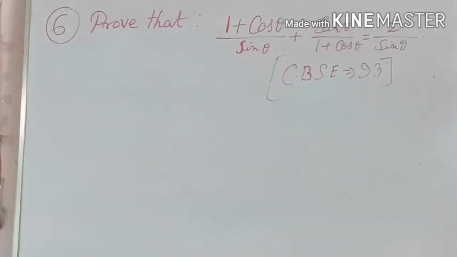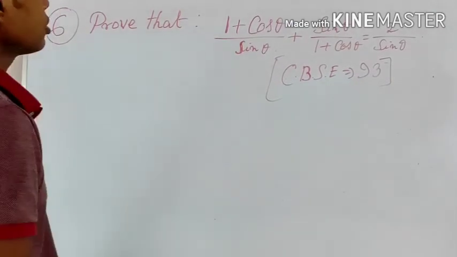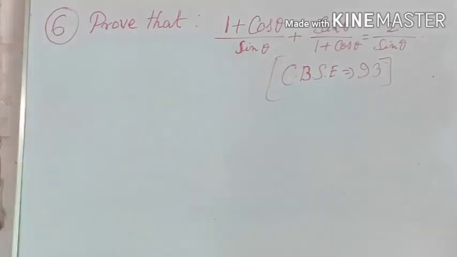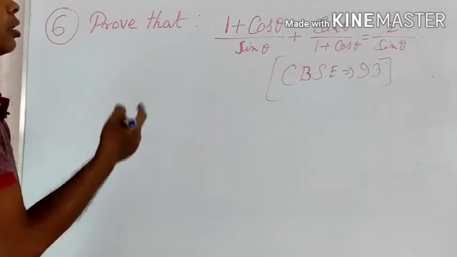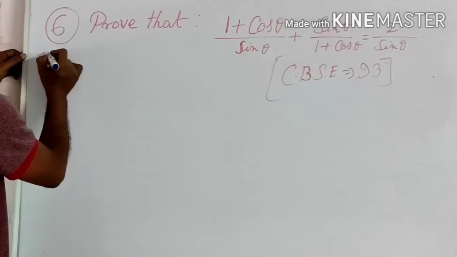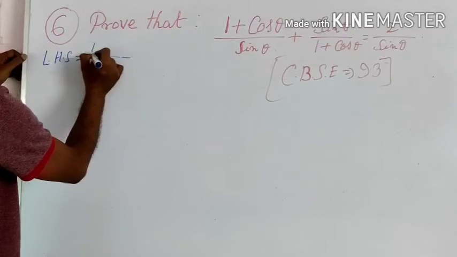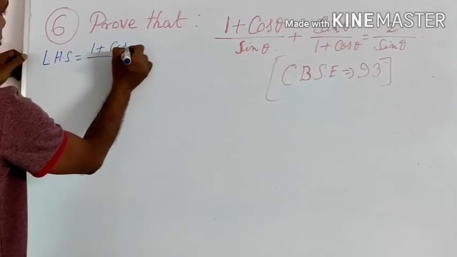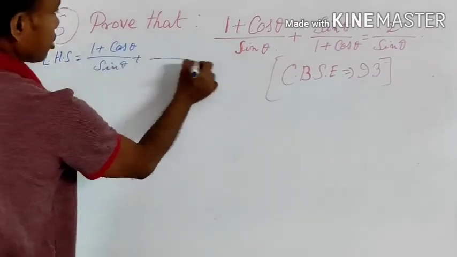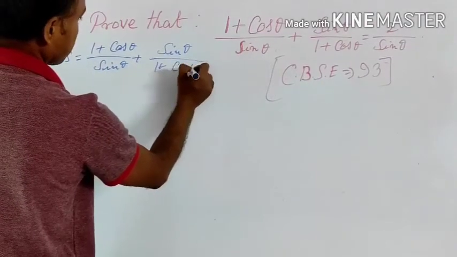CBSE class 10 question number 6, prove that 1 plus cos theta by sin theta plus sin theta by 1 plus cos theta is equal to 2 by sin theta. This question has come in the year 1993 by CBSE. So let us solve the question. Left hand side is equal to 1 plus cos theta by sin theta plus sin theta by 1 plus cos theta.